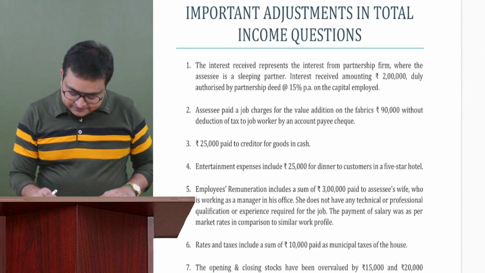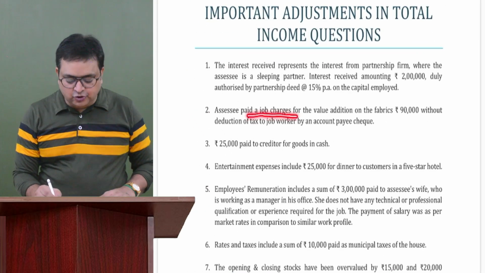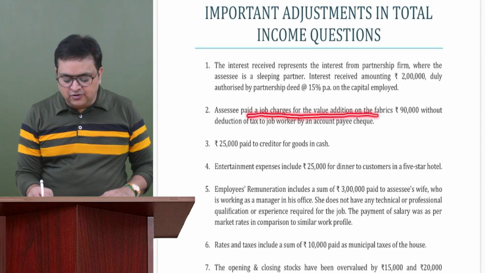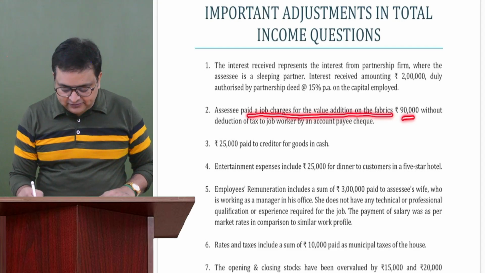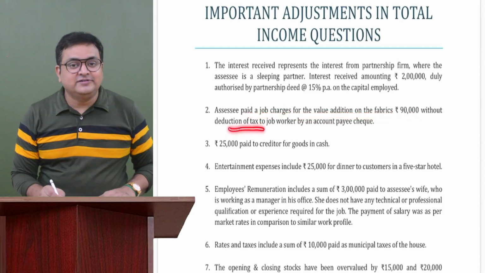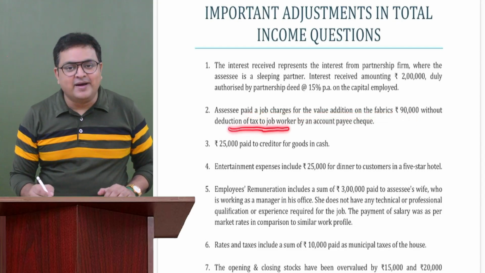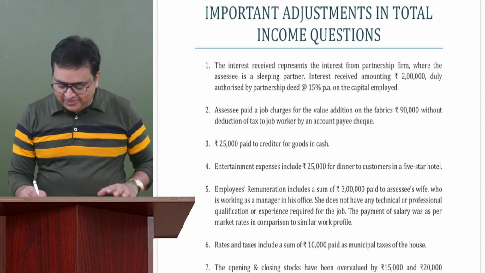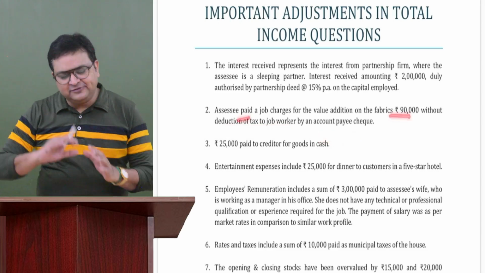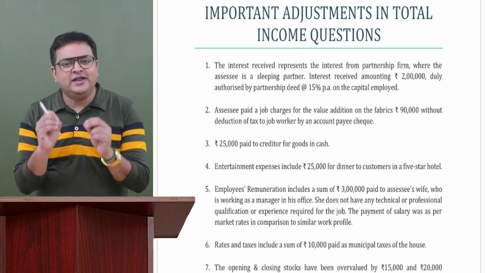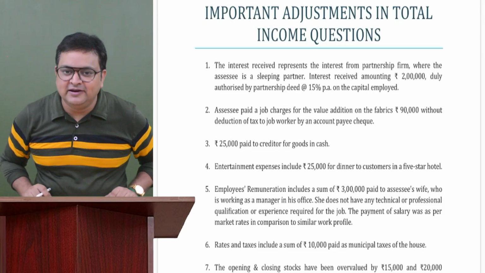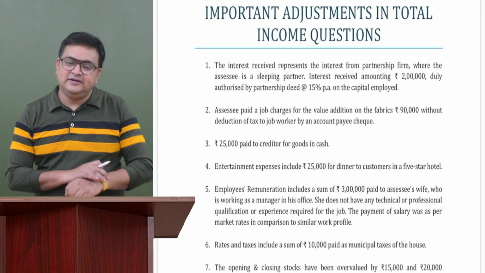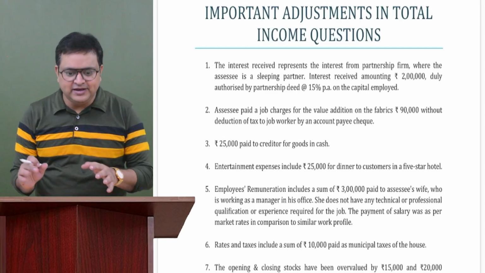Second is, the assessee paid job charges for the value addition of the fabrics, rupees 90,000, without deducting tax to the job worker, by an account payee cheque. Okay, there are two or three things. First of all, the assessee has paid job charges. First of all, tell me, are job charges an allowable expense or do you have to disallow them? So it's an allowable expense, a business expense, so we can allow it.